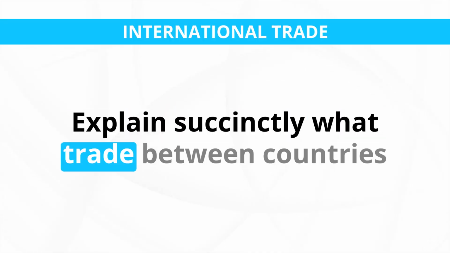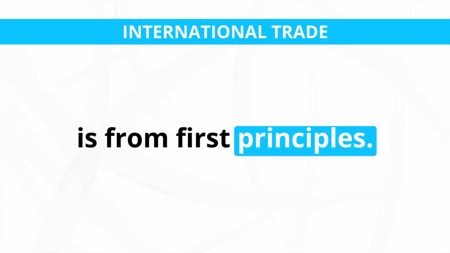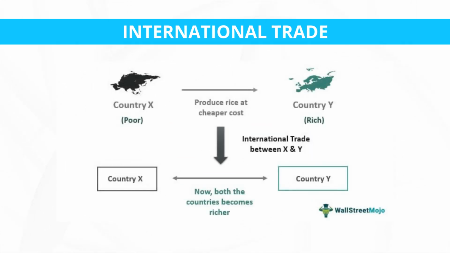Explain succinctly what trade between countries is from first principles. Trade between countries, also known as international trade, refers to the exchange of goods, services, and resources across borders. It involves the buying and selling of products and services between different nations. This exchange is facilitated by the globalization of economies and the reduction of trade barriers, such as tariffs and quotas, to promote economic cooperation and growth.